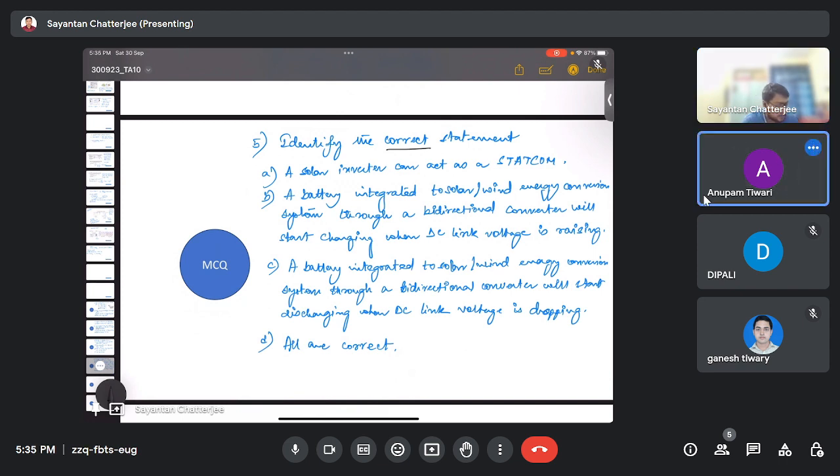All are correct. Yes, a solar inverter can act as a STATCOM. Battery integrated to solar wind energy conversion system through a bidirectional converter will start charging when DC voltage is rising. Yes, this is also correct. Again, it is discharging when the voltage is dropping. So all options are correct.